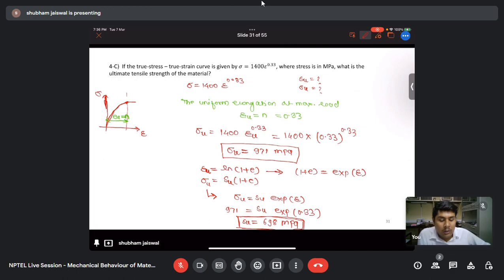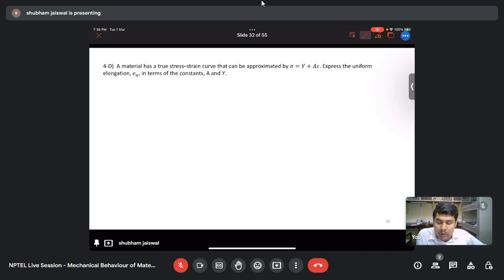Okay. So this is all about the fourth question. Now moving towards the next question. The next question is like this: a material has a true stress strain curve that can be approximated by sigma equal to y plus a epsilon. Express the uniform elongation EU in terms of the constants a and y.